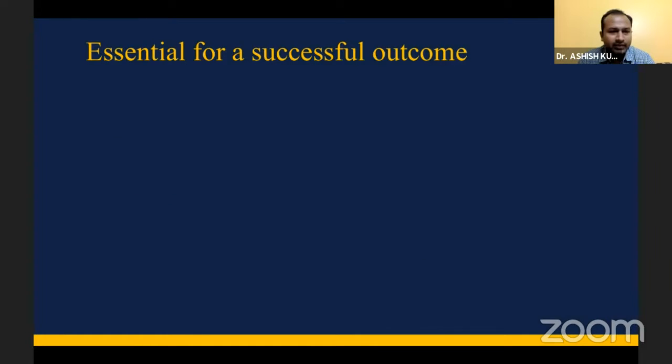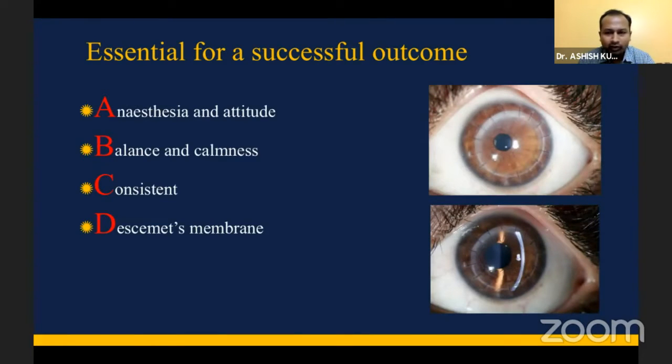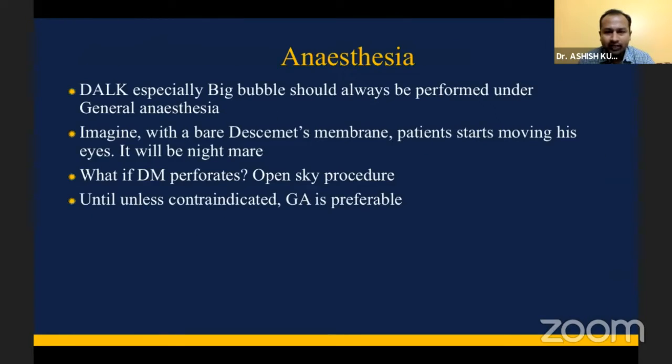For me, I feel that there are 4 essentials for a successful outcome of DALK. These are ABCDs, and I'll be talking subsequently in my talk about what those ABCDs are. So A is anesthesia. As very nicely mentioned by Soham, for a DALK you always want to operate under general anesthesia. It's a bit prolonged surgery, and also the target here is to bare the Descemet's membrane.